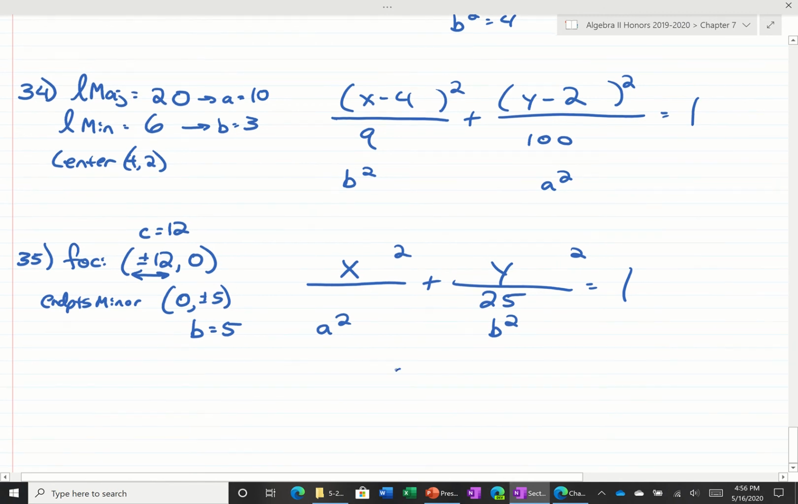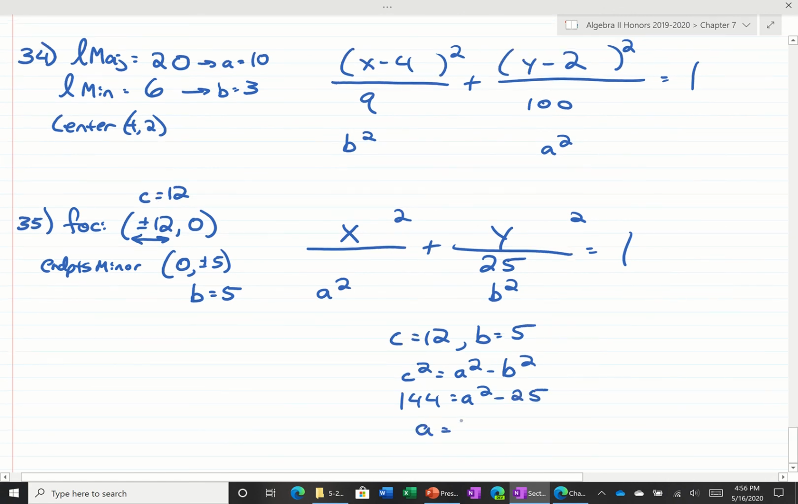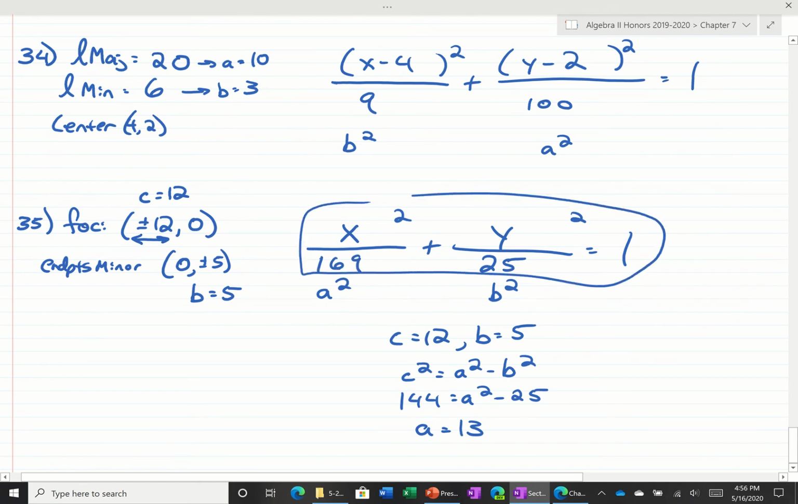And then if we know that C is 12 and B is 5, that means C squared is equal to A squared minus B squared. So 144 would equal A squared minus 25. So A would be 13. So this is 169. This would be our equation.